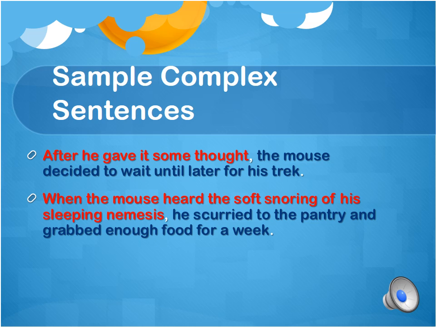Our next part, in blue, the mouse decided to wait until later for his trek, is an independent clause. If we were to remove that part in red, we would be left with a complete sentence that could stand alone by itself. And we know that when we combine these two clauses together, we are left with a complex sentence. In our first example here, our dependent clause is coming before our independent clause, so we need to separate them with a comma.